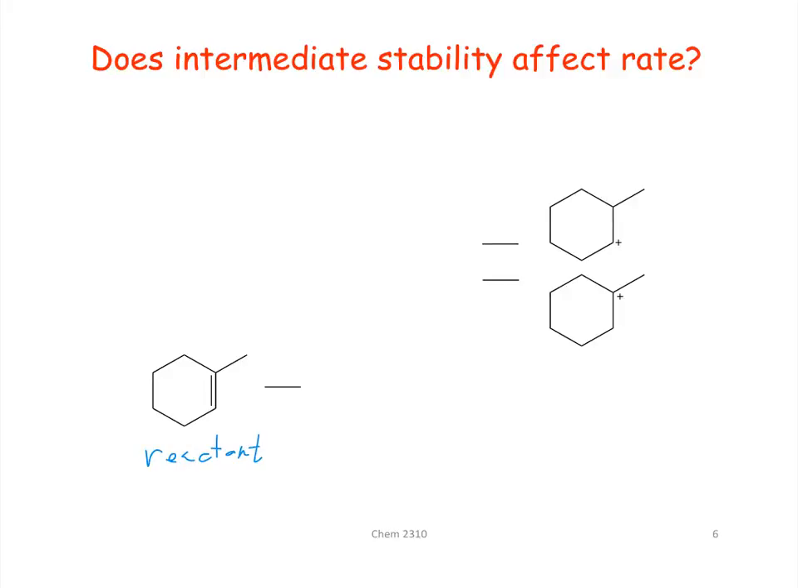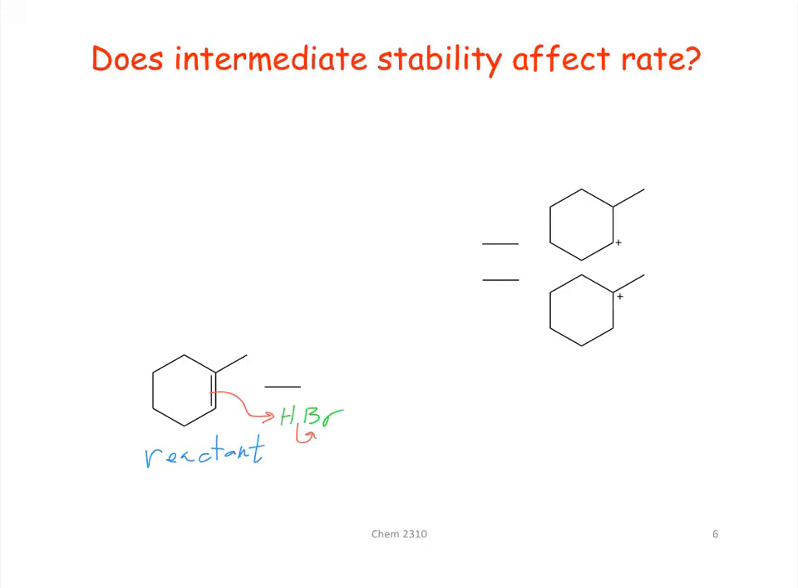Right, we had another reactant, which was HBr. And that HBr reacts with the alkene to form two possible carbocations. These are the two that we showed before. Let's see, what would the classification be here?